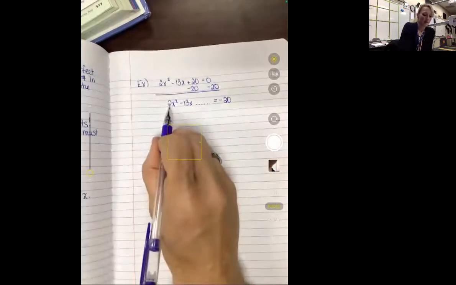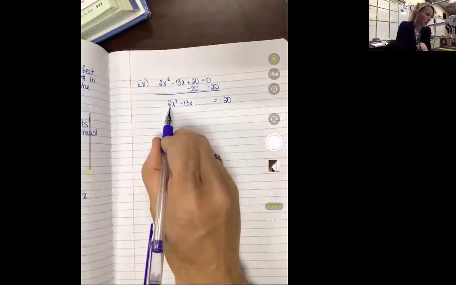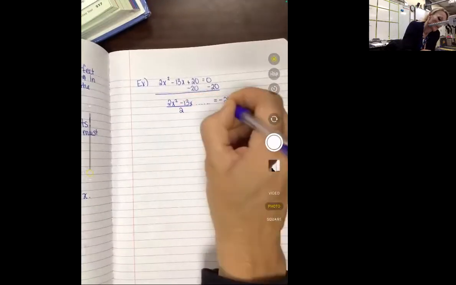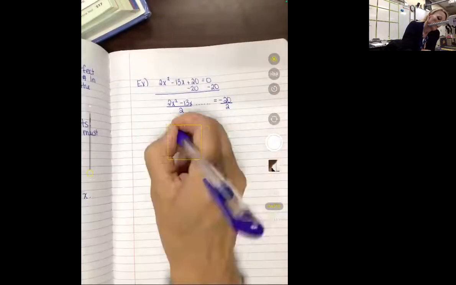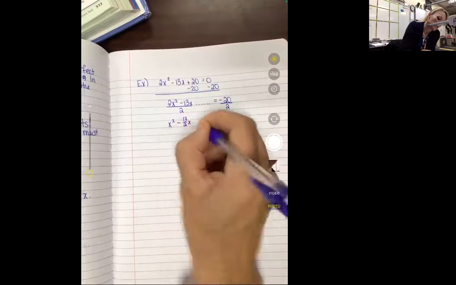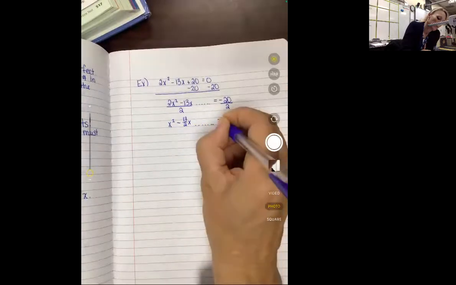I'm going to get rid of this 2 by dividing everything by 2. So this is x squared minus 13 over 2 x equals negative 10.